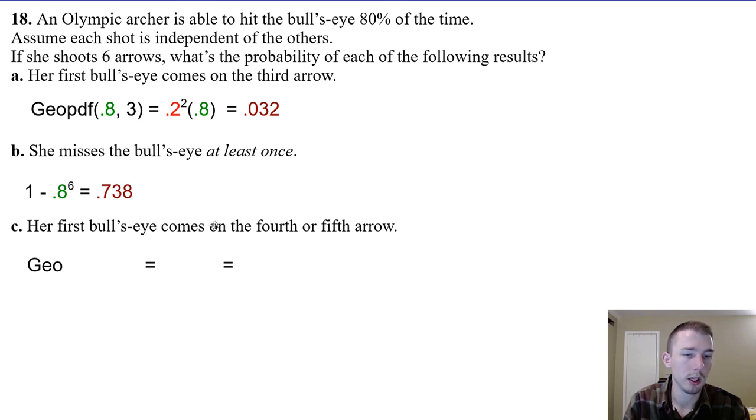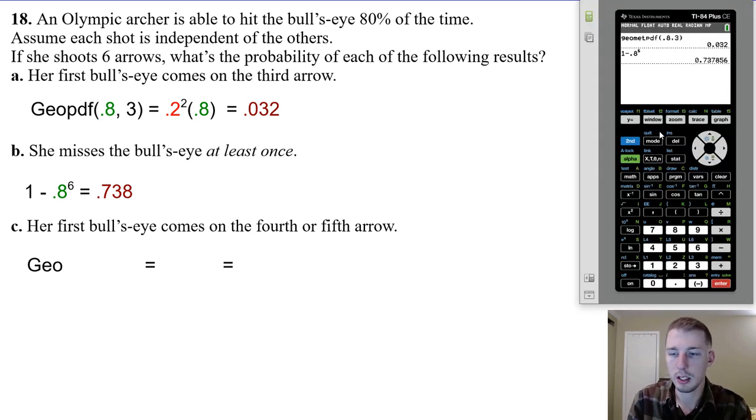Her first bullseye comes on the 4th or the 5th arrow. So for this one, we'll do the geometric. Well, we can do it 2 ways. You can either find the PDF for 4 and then the PDF for 5 and add them together, or you can do the CDF for the 5th and then subtract the CDF for the 3rd, and that difference between those 2 areas would be the 4 and the 5 added together. So I think I'm going to do the PDF twice. I think that would be easier.